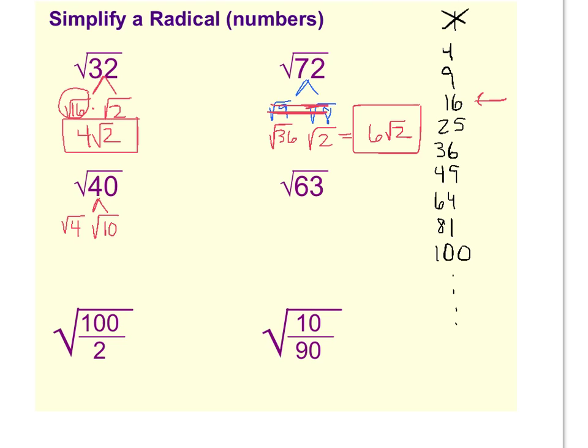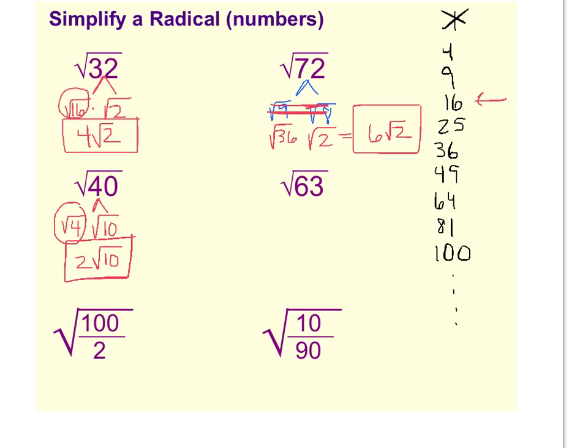Did we pick the biggest number? Take a look at the 10. Do any perfect squares fit into 10? They don't, so we know we picked the biggest one. We take the square root of 4, which is 2, and then we're left with the square root of 10. And that one's done.